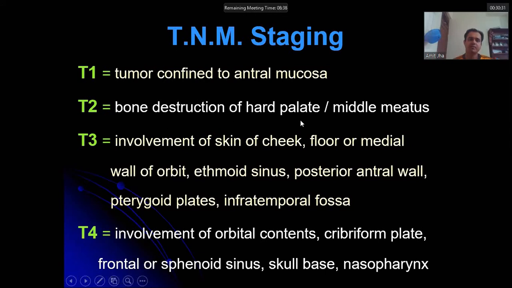When there is bony destruction of the hard palate and the middle meatus, it is called T2. When there is involvement of the skin of the cheek, floor or medial wall of the orbit, ethmoidal sinuses, posterior antral wall, pterygoid plates, or infratemporal fossa, then it becomes T3. And when it goes to the orbit, cribriform plate, frontal sinus, skull base, and nasopharynx, then it is T4, right? T4 is divided into A and B, and T4B usually means the tumor is not resectable, right?